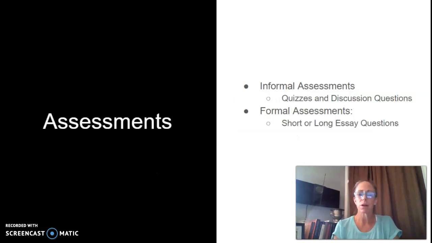The students are going to be having frequent assessments. Informally, they'll have quizzes and discussion questions, but as far as formal assessments go, it's every 1.5 to 2.5 weeks that we have either a short or long essay question. Many of these essay questions are going to mirror what is asked of them to do on the AP exam in May, so that they're being prepared for the type of skills necessary to do well on that exam.